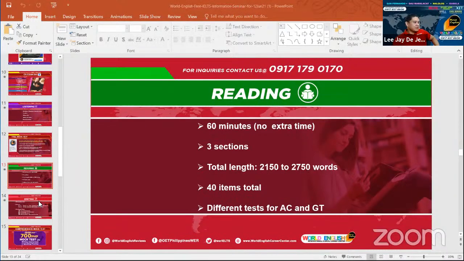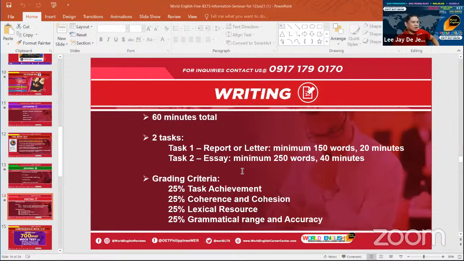And then after the reading test, at 11 in the morning, you will have your writing test. So it's 60 minutes in total, and there are 2 tasks. And this is where a lot of people complain. A lot of people find this difficult because it's only 1 hour, yet you have to write 2 things. The first one is a report. I had a class on this earlier. You're required to write 150 words minimum. Suggested time is 20 minutes. For task 2, it's going to be an essay. So minimum 250 words and 40 minutes.